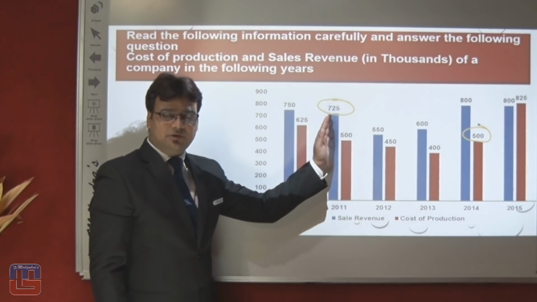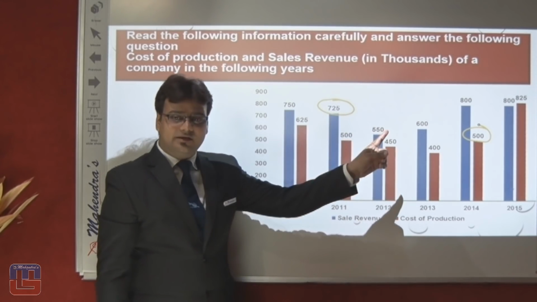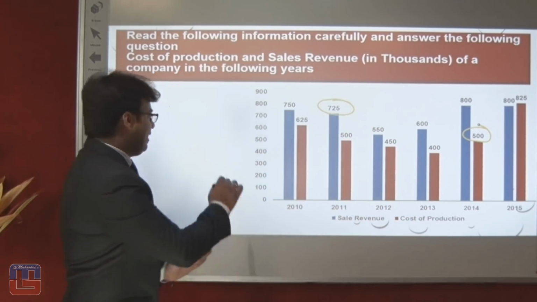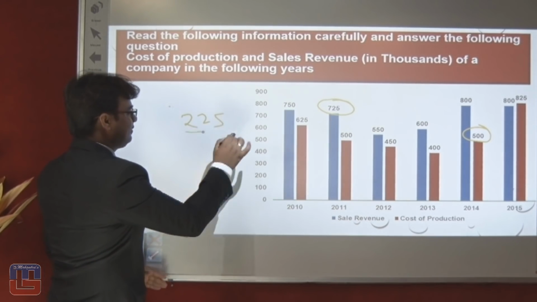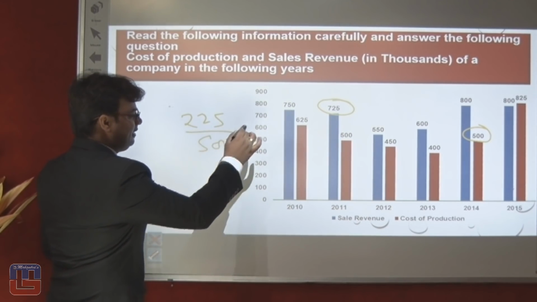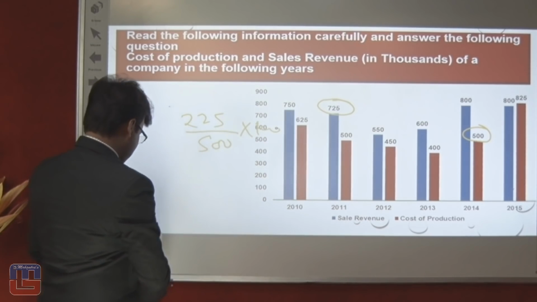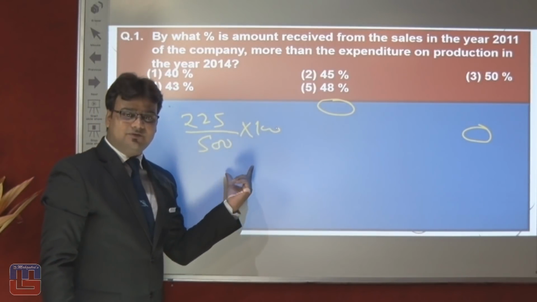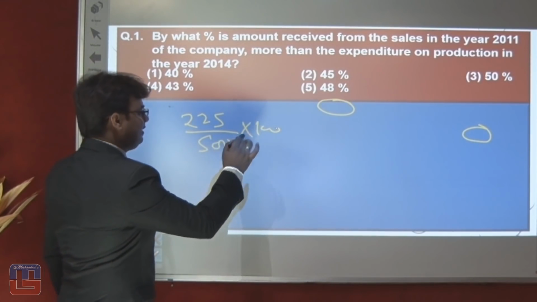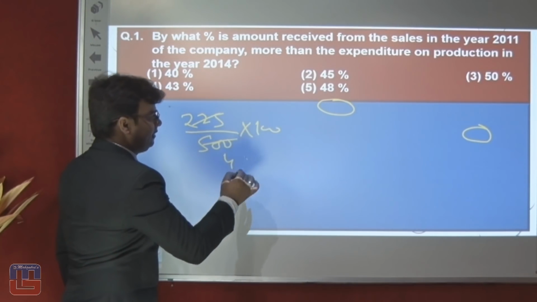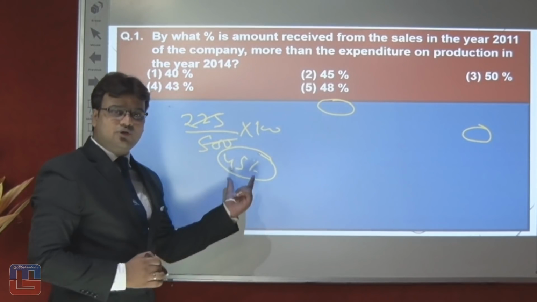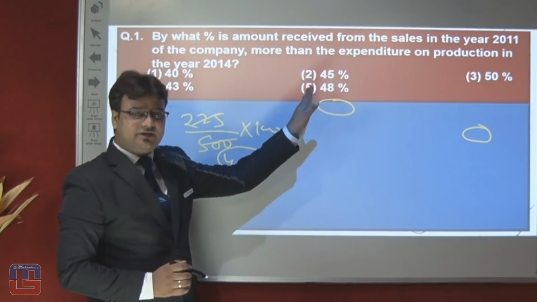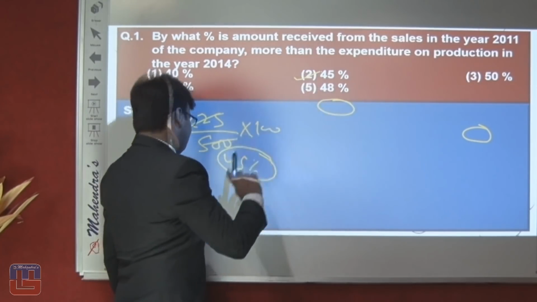How much more? 725 minus 500 is 225. And the percentage is 225 divided by 500 into 100. Then we easily get 45%. It is a growth, so it is 45% more. It is available in our second option, so the correct answer is the second.